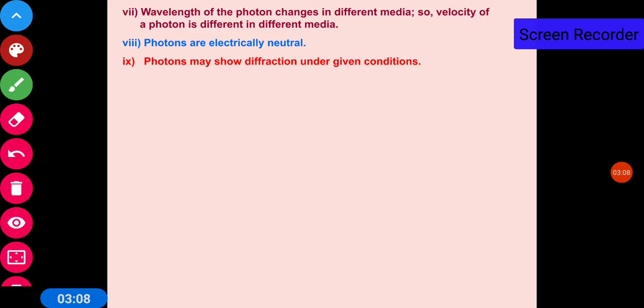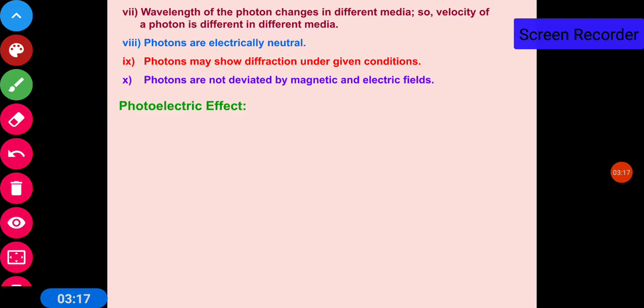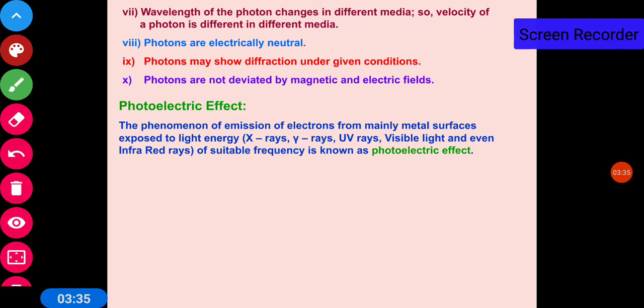Photons may show diffraction under given conditions. Photons are not deviated by magnetic and electric fields. That is why photons can emit the electrons from the surfaces of the metal. This is known as the photoelectric effect, and experimentally it has also been proven. So let us discuss the photoelectric effect.